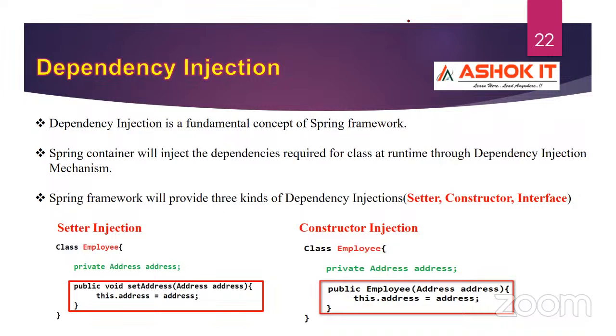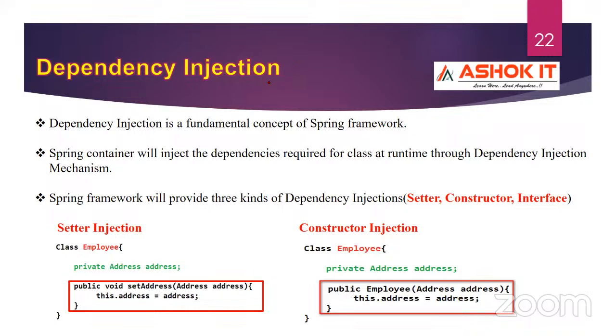Okay, Spring framework will support how many types of dependency injections, or DI? Three types. One is setter injection. Another one is constructor injection. The third one is interface injection, guys. Sir, what is the use of these injections? That is what I'm going to talk about here.